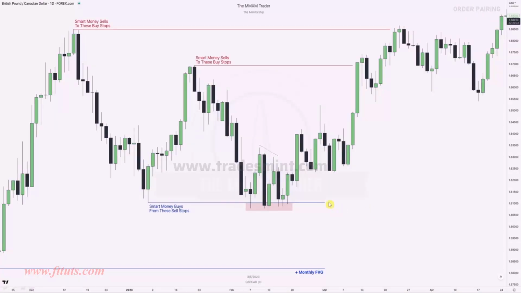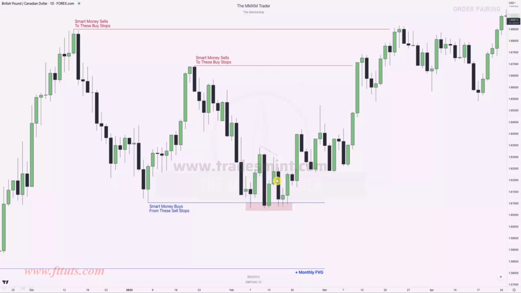So same chart again, British pound, Canadian dollar, daily chart. Smart money accumulates orders down here, long orders, pairing it up with willing sell stops. Where is the liquidity forming in this range? You can spot this failure swing up here, right? So this is engineered liquidity again. So they will engineer this liquidity to run it up later.